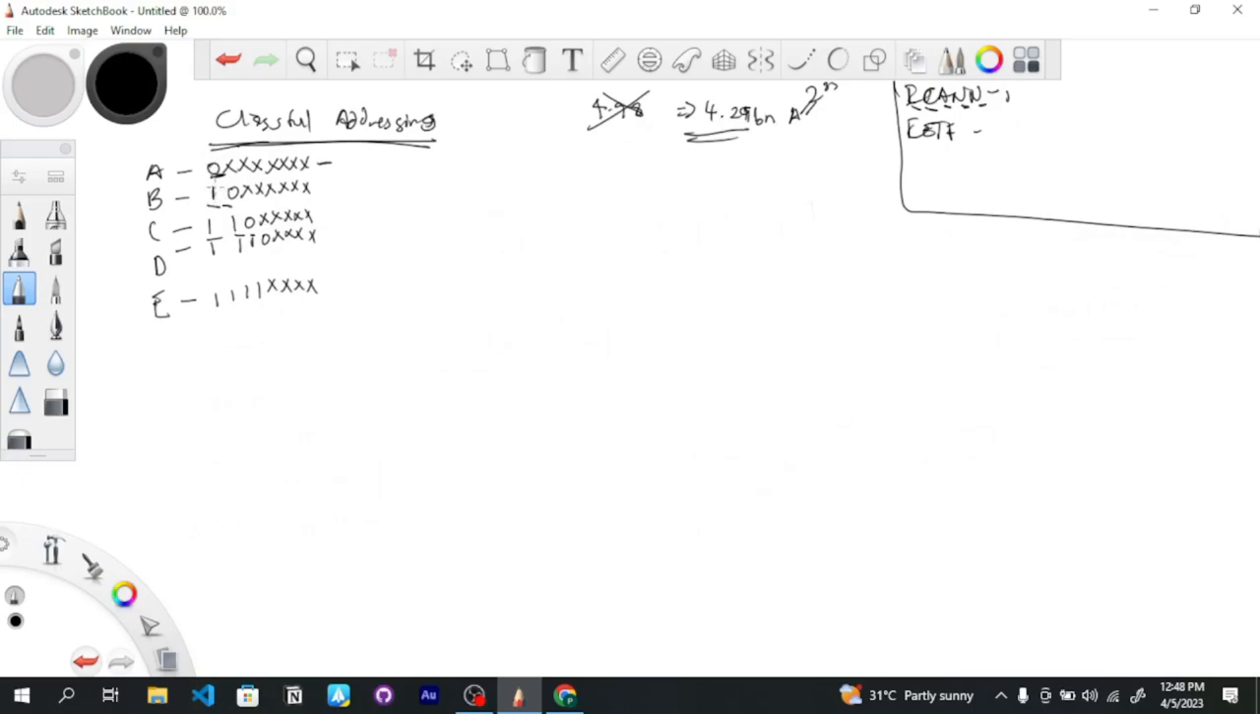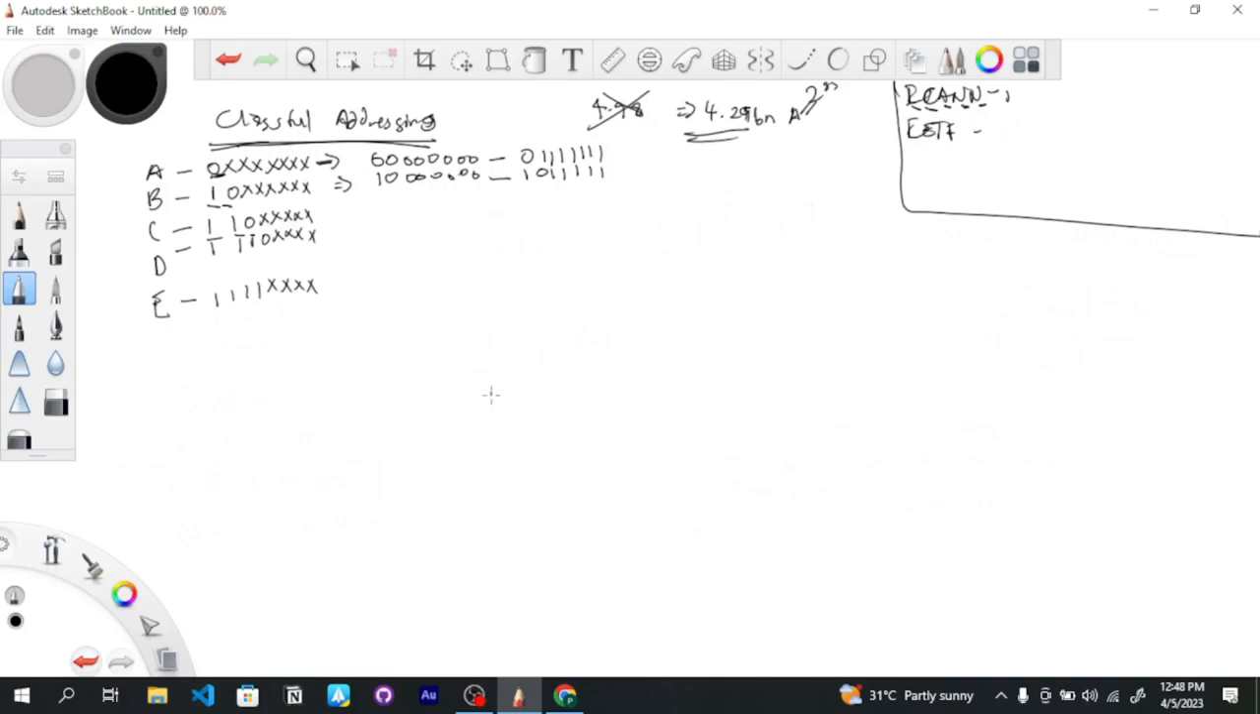All class B addresses must start with 10. You understand? So what does this mean? This means that the first class A address is 00000000 and the last is 01111111. The first class B address can be 10000000 and the last 10111111. And this is how we find the ranges for all the classes. This continues for all the remaining classes too.